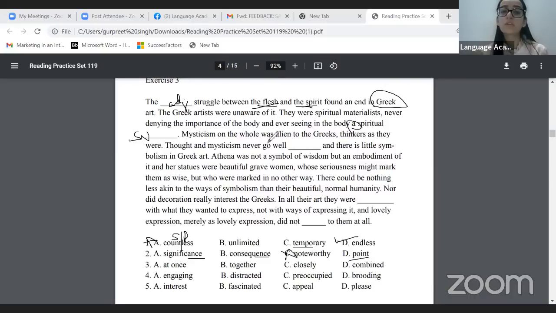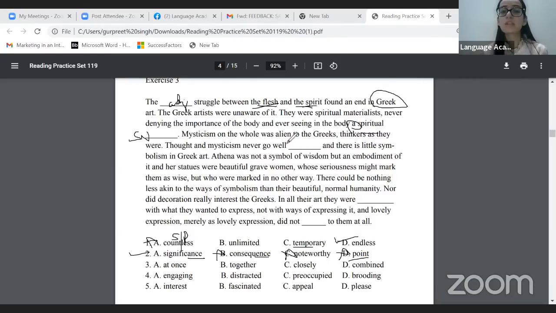Now let's match it with the options. In the body, a dash. Do we have in the body a spiritual point? Do we have a spiritual point in our body? Do we have a spiritual consequence in our body? Consequence means negative result. And something which is spiritual should be positive, should not be negative. So what are we left with? This: in the body, a spiritual importance. And this is possible. We have spiritual importances in our body. A lot of people believe in that.